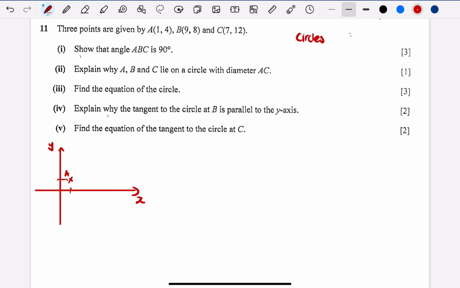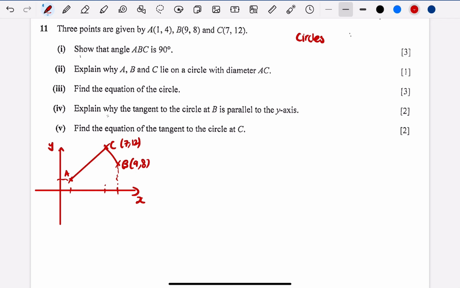B is 9 comma 8. 9 is somewhere here, 8 might be somewhere here. This is B, 9 comma 8. And C is 7 comma 12. 7 is somewhere here, and 12 is somewhere here. Sorry, 12 should be somewhere below. So this is C, 7 comma 12. Then we draw our triangle out.